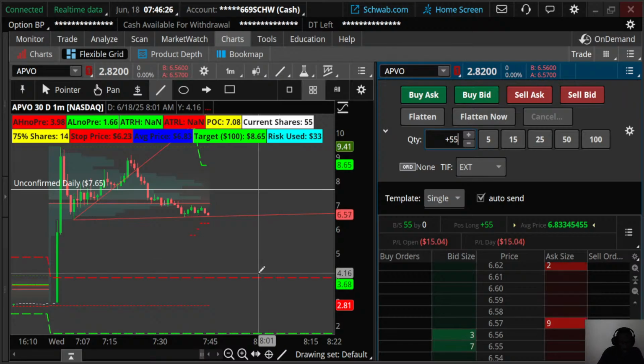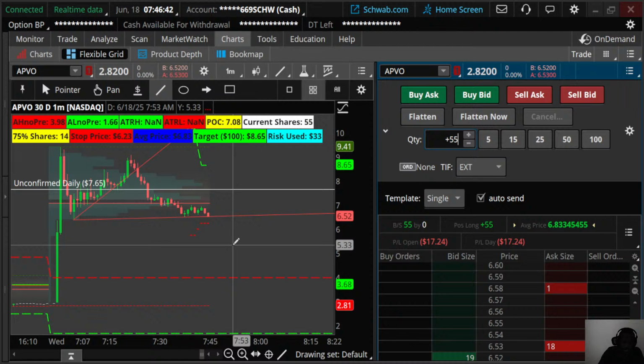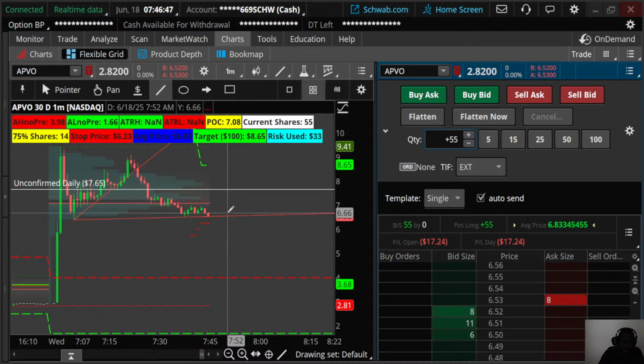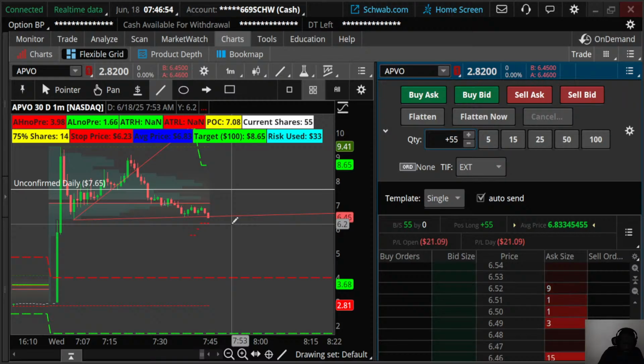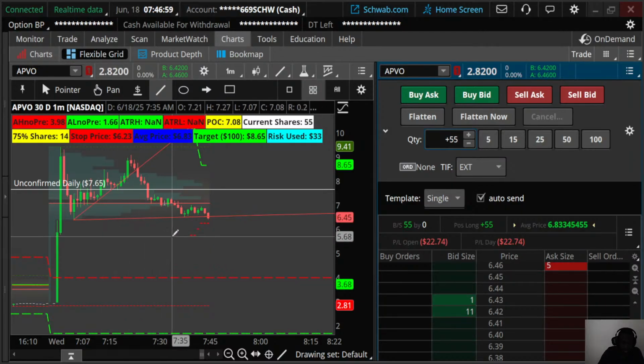So let's see. 6.50s. Can we get back over this level of the 6.70? Or do you want to continue to walk down? 15 seconds left. Back over this level, I'll be adding that 6.66. Let's see, you get a little pop here. Coming down to that 6.42, can you get a pop? Okay.